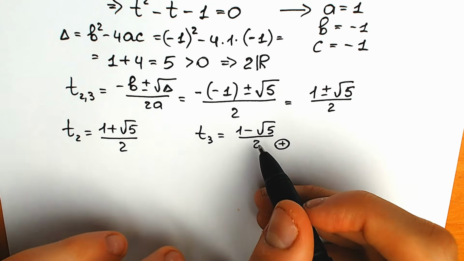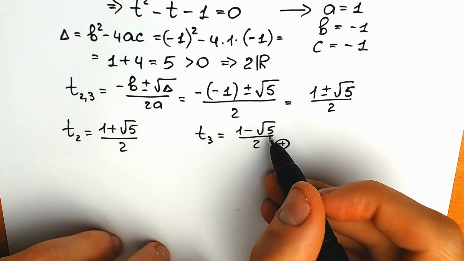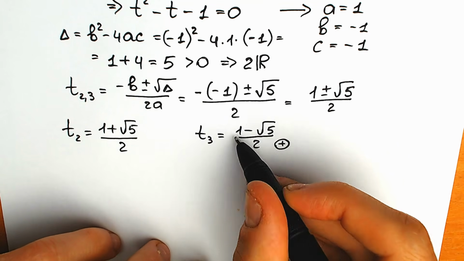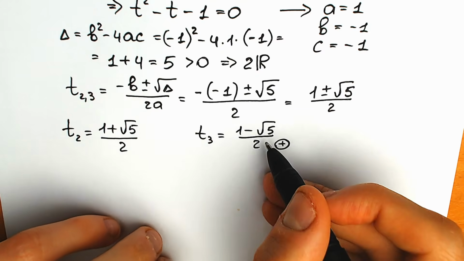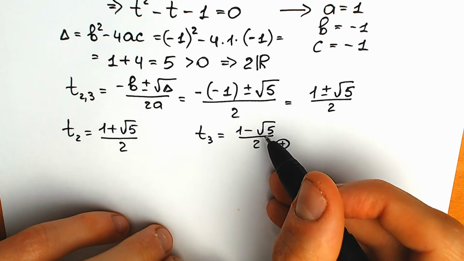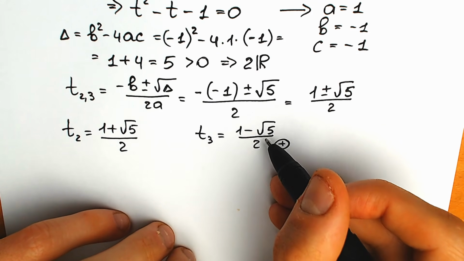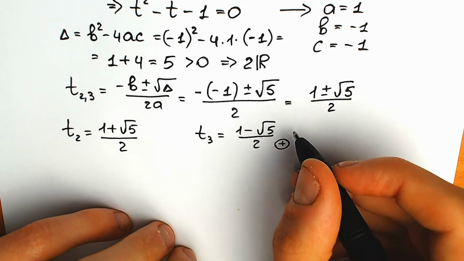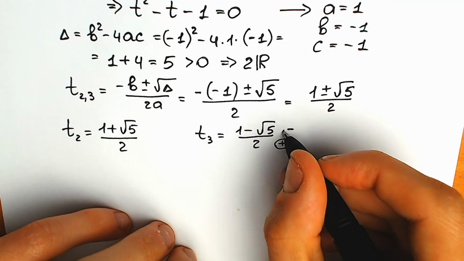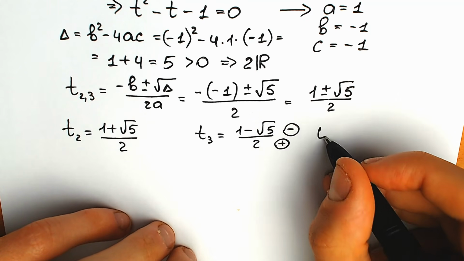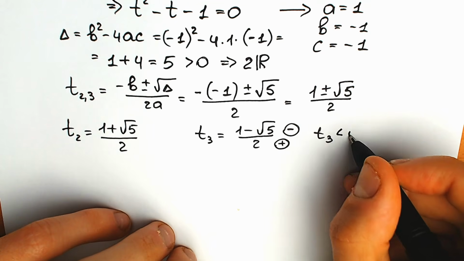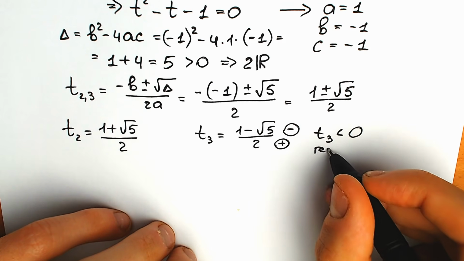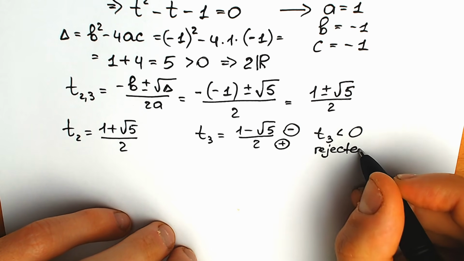It's really easy to check because the square root of 4 equals 2. So as a result, 1 minus 2 is negative. And even though the square root of 5 is greater than the square root of 4, right here we have a negative value. So as a result, our t third is less than 0. So it means that we also reject this t third.